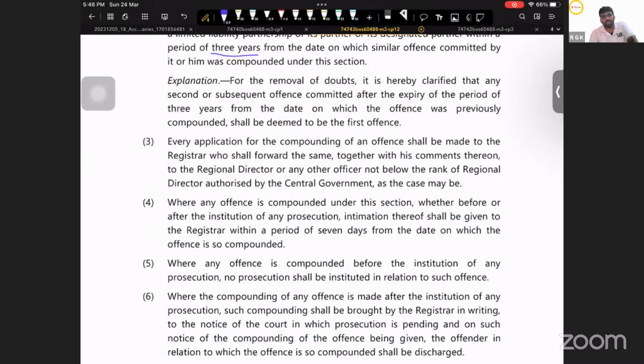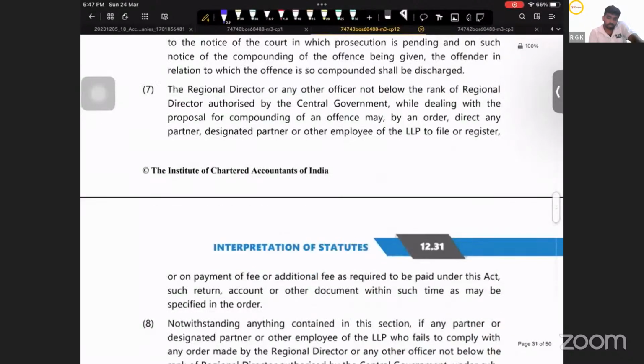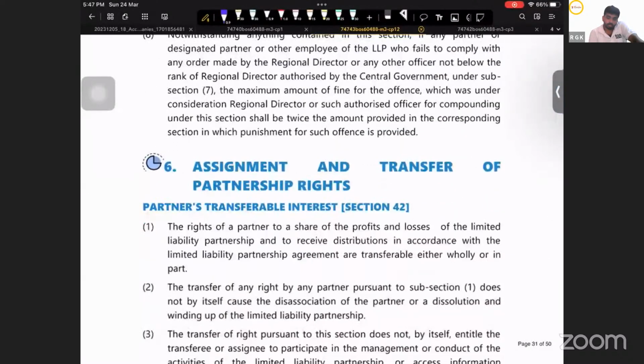Once compounding is complete, if any prosecution is already instituted or initiated, that should be dropped. If no prosecution is initiated, no fresh prosecution shall be initiated in that case. So this is what is to be kept in mind with respect to prosecution.